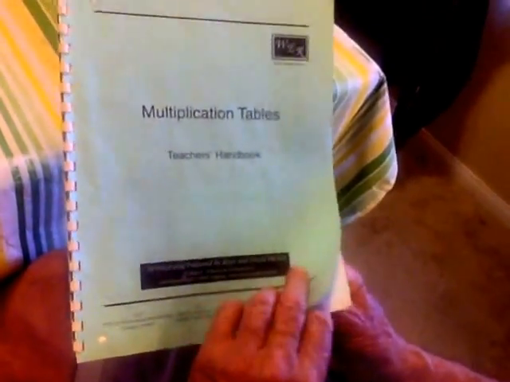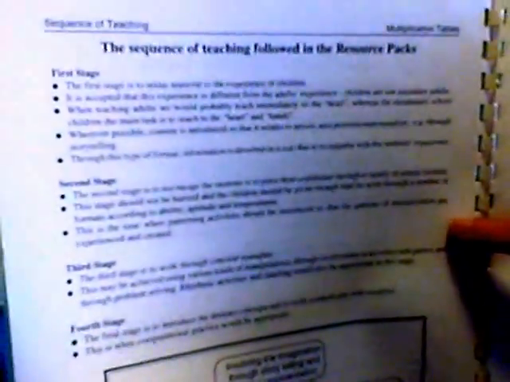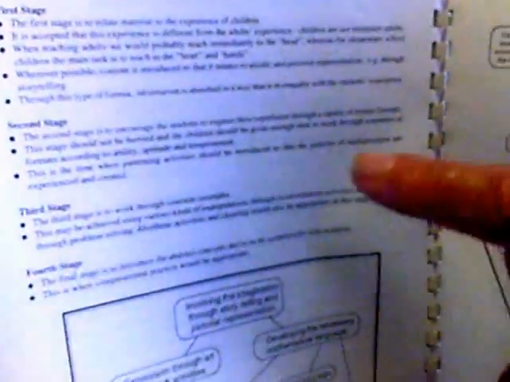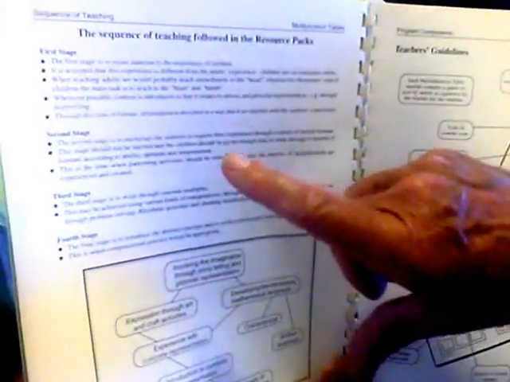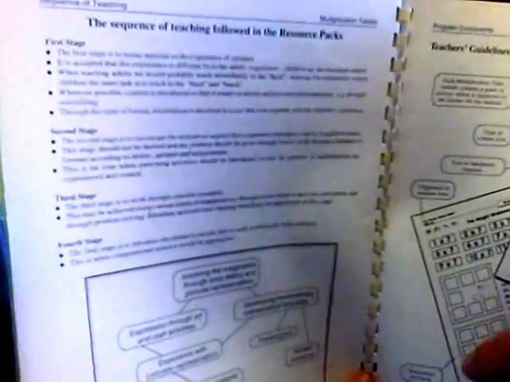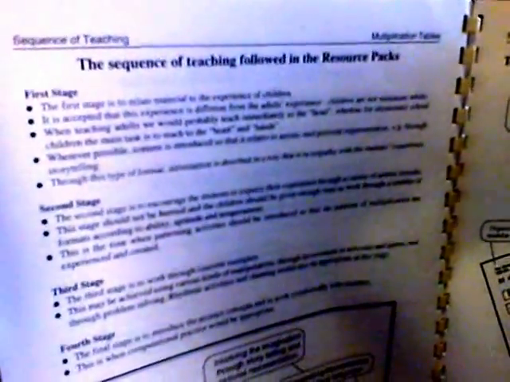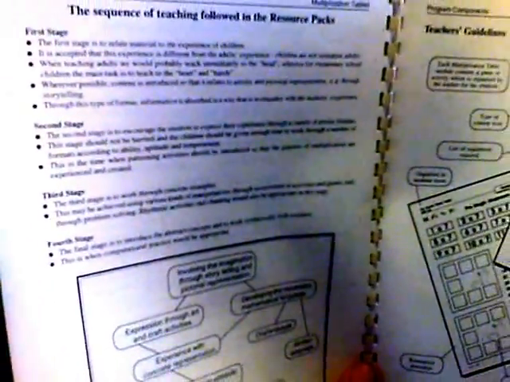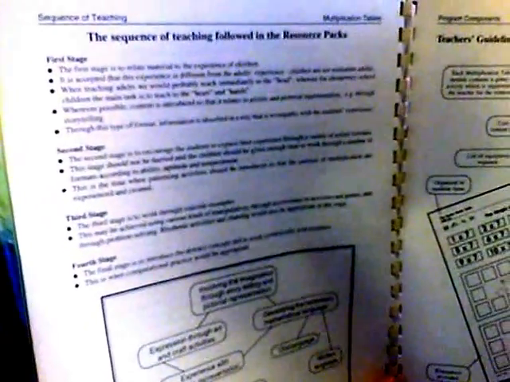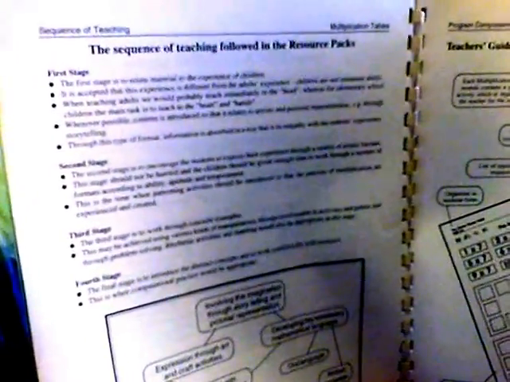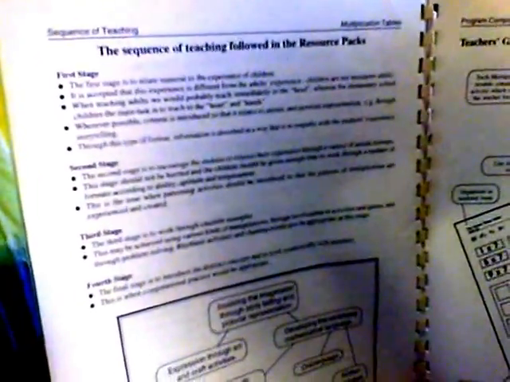So this is an overview of multiplication tables. There's a sequence of teaching in our resource packs in each of them. This is to do with multiplication. But in each stage, the first stage is to relate material to the experience of children. And we need to totally appreciate that the child's experience is totally different from the adult experience. So in essence, children are not miniature adults.